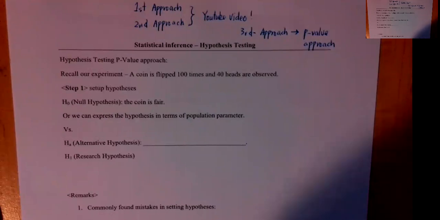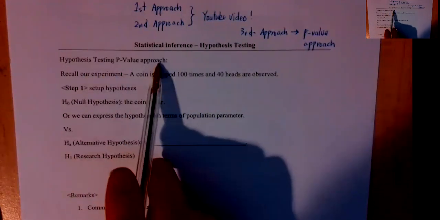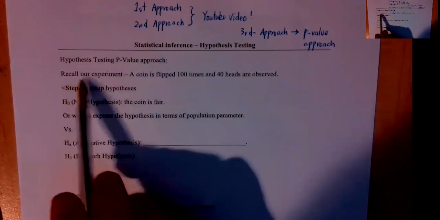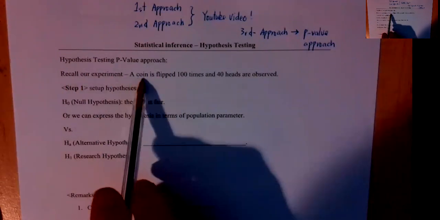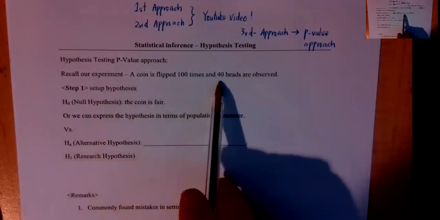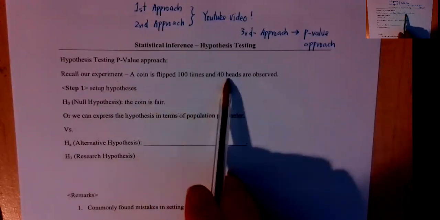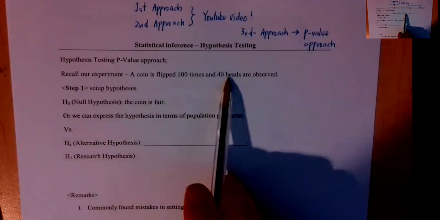Now, hypothesis testing, p-value approach. Recall our experiment. A coin is flipped 100 times and we see 40 heads. Based on this collected evidence, we're going to make an inference on the coin. Is it a fair coin or not a fair coin? Or you say the coin is biased, okay?